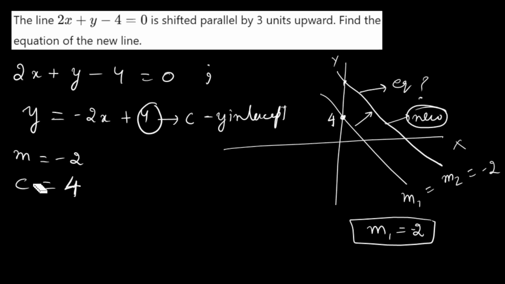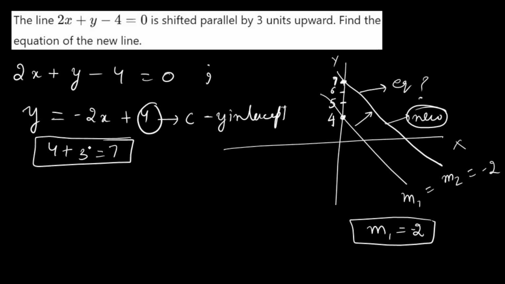Now we have got the y-intercept's value. But this line is shifted 3 units upward. That means if here it is 4, then 5, 6, and now 7. 4 plus 3 is equal to 7. So the new y-intercept is equal to 7.